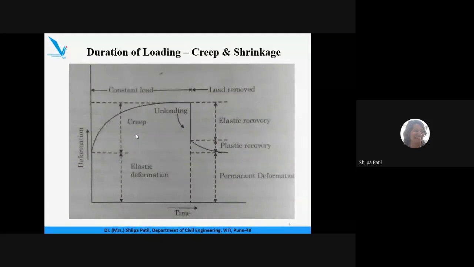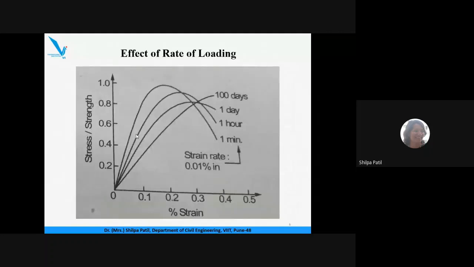And the third important parameter is the effect of rate of loading. How we are applying a load, whether with a constant rate or with a very high speed, depending upon that also, the stress strain curve for concrete changes. You can see in this diagram, this curve is for 1 minute. It means we have applied a load, increased it and reached failure, and the entire phenomenon takes place in 1 minute.